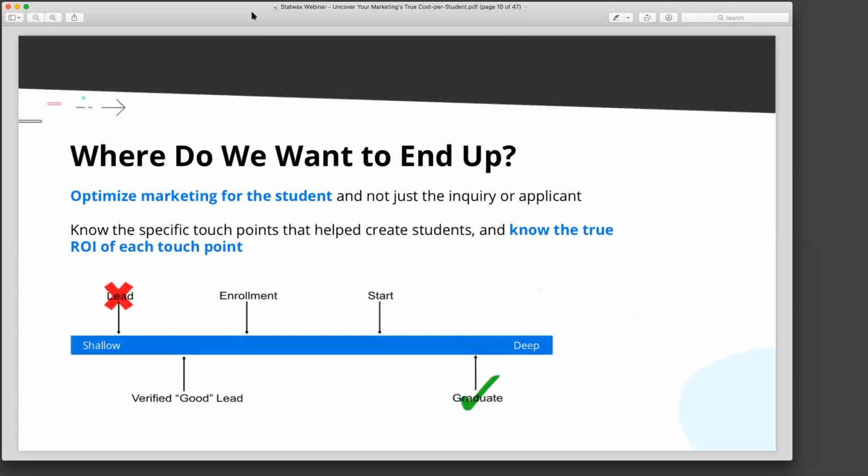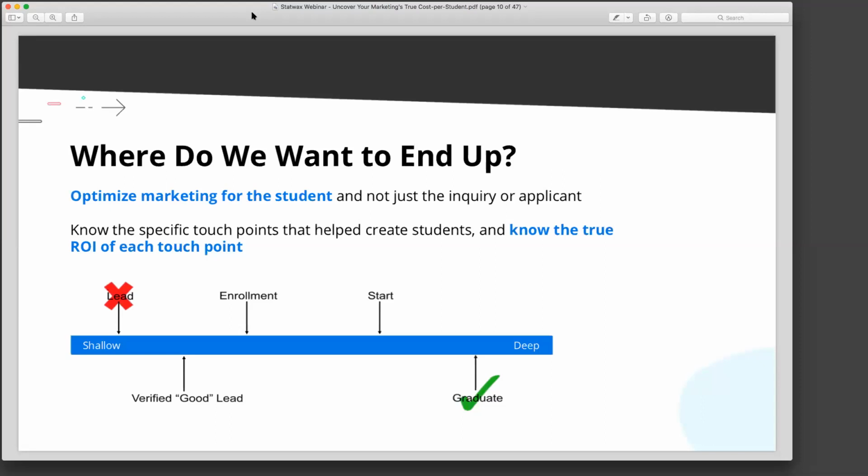So this is what we're going to talk about today. Where do we end up with this? We end up optimizing everything we do for the student and the graduate, not for the lead. Throwing cost per lead essentially out the window when we evaluate digital strategies. It becomes a vanity metric.